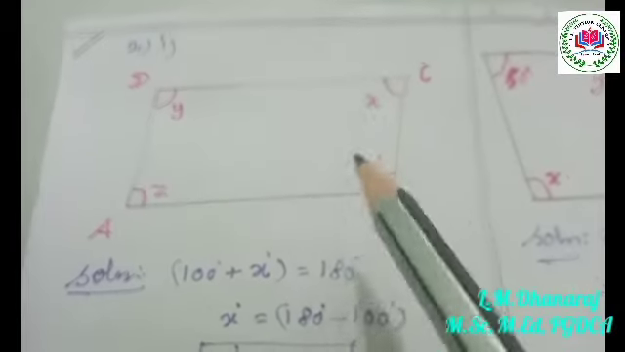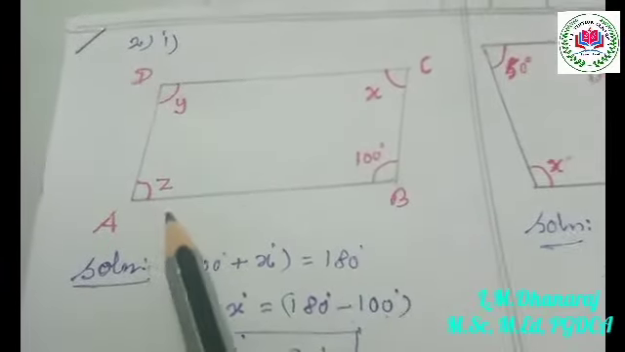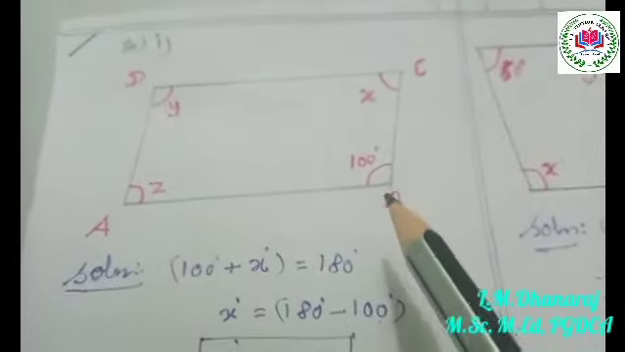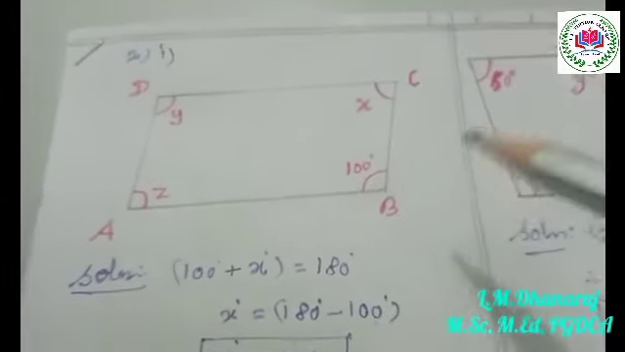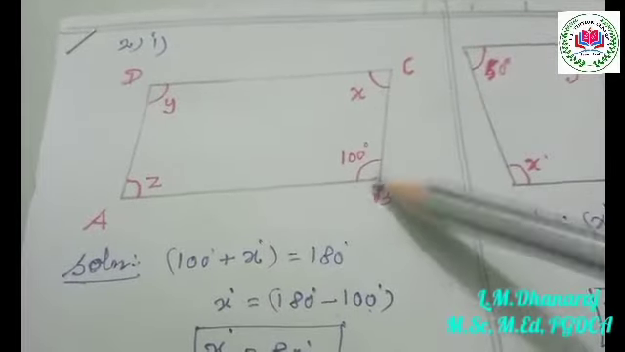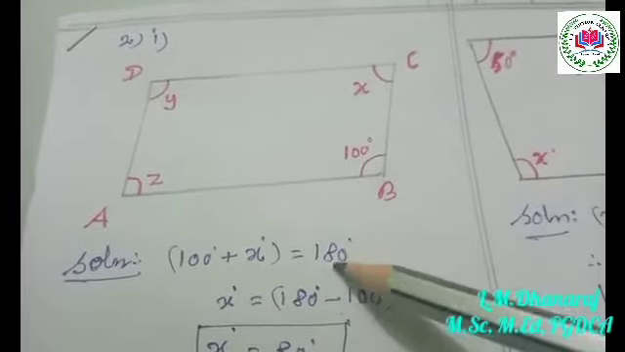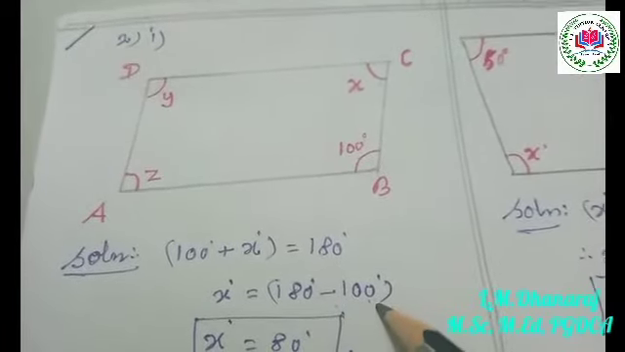Given the diagram, we have to find the unknown angles x degree, y degree and z degree. It is given only that angle B is equal to 100 degree. So let us go for a solution. That is 100 degree plus x degree. When we add these two, we have to get 180 degree. So x degree is equal to 180 minus 100, that gives x degree is equal to 80.